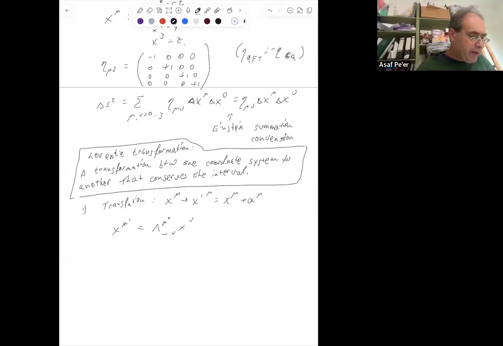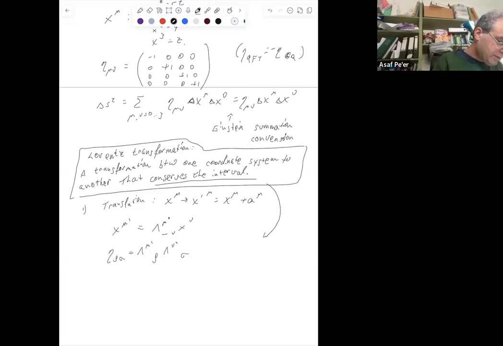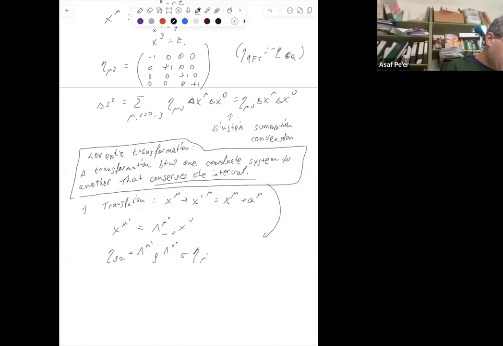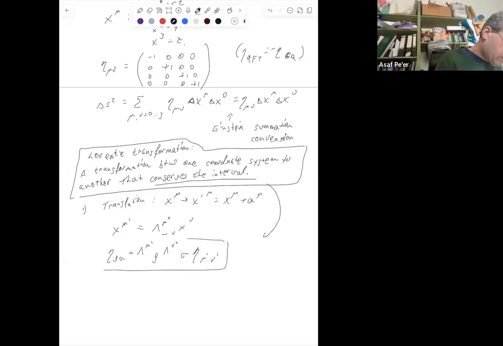And we show that the requirement for conserving the interval is translated into the mathematical requirement eta rho sigma is lambda mu prime rho lambda nu prime sigma eta mu prime nu prime. And then I argue that every matrix that fulfills this equation is a Lorentz transformation. And I gave two examples.